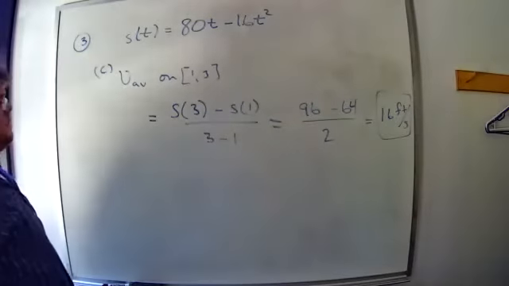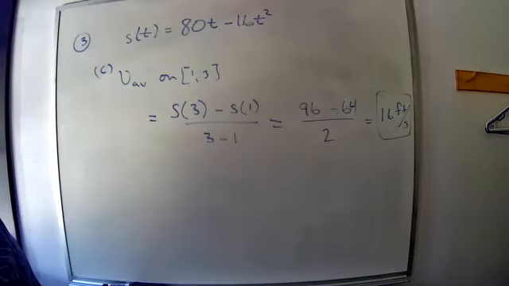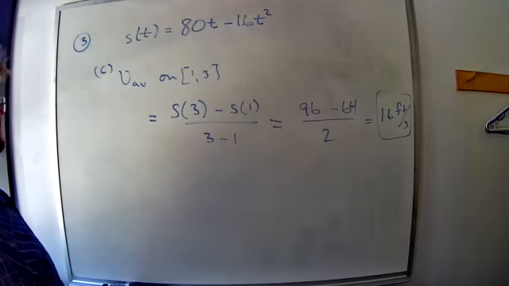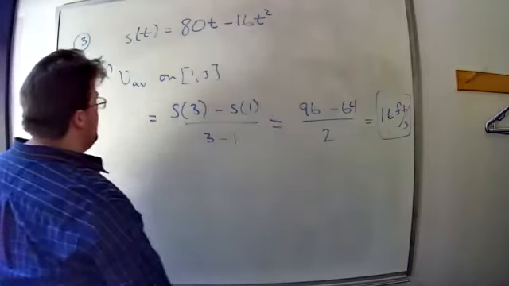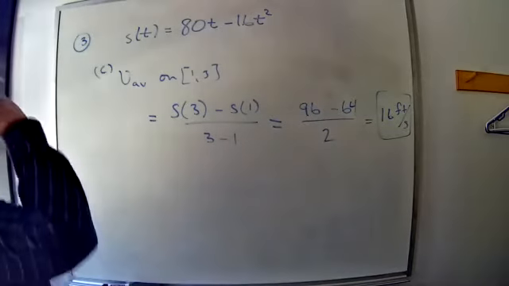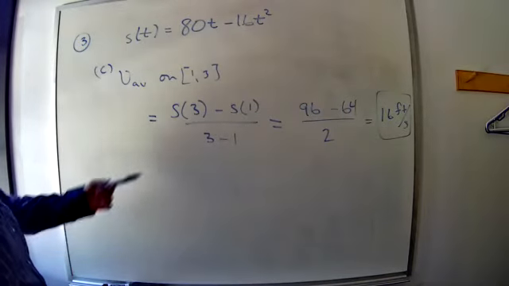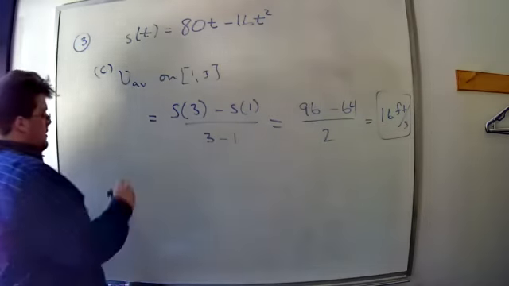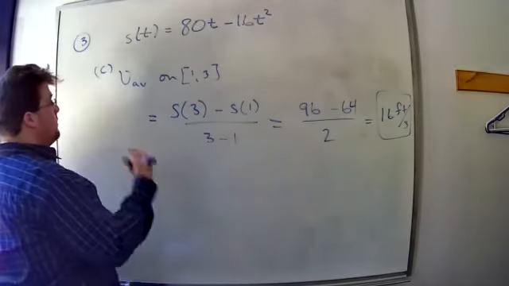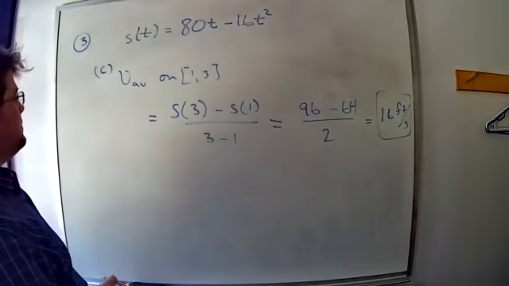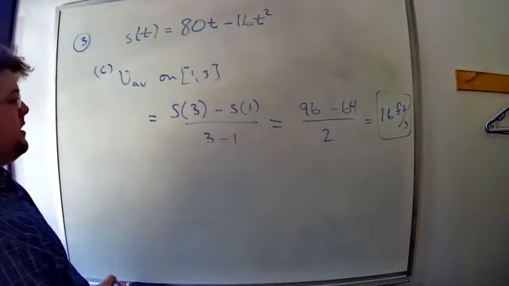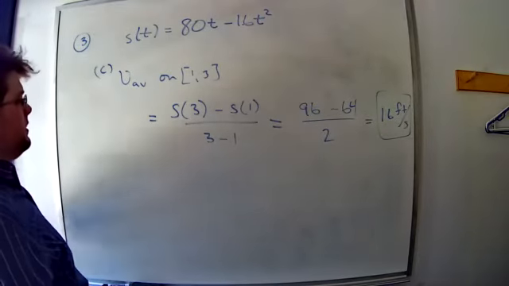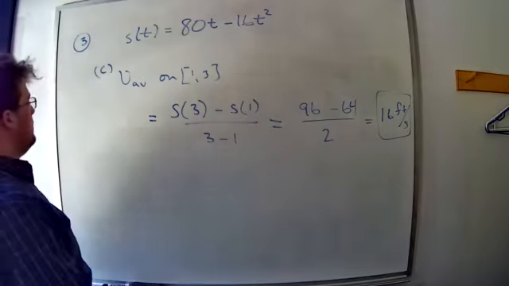Any questions about finding the average velocity on 1 to 3? Okay, so this question asks, at which time value does the instantaneous velocity equal 16? Well, what measures the instantaneous velocity? The derivative of position measures the velocity, and the instantaneous velocity is just the velocity at a point.